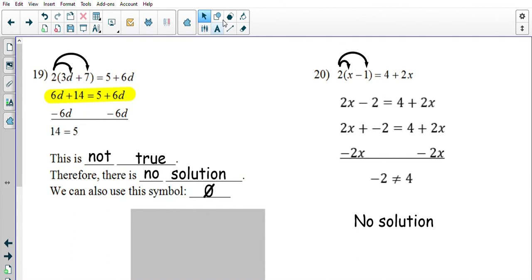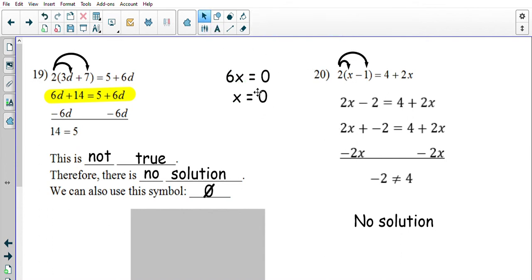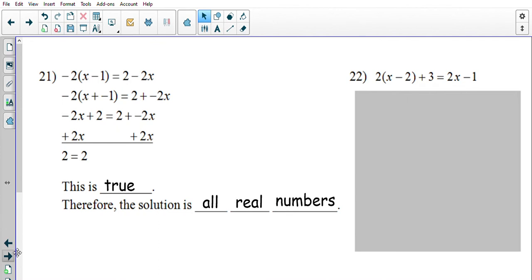If you get a statement that is not true and the variable is canceled out, then it's a no solution kind of situation. I do want to mention that I sometimes see students get something like 6x equals 0, and they're like, there's no solution to that. Well, there is a solution to that. There is a number that when you multiply 6 by it, you get 0. It's x equals 0. You would divide both sides by 6, and 0 divided by 6 is 0. But again, I sometimes have students think, well, if I have 6x equals 0 or something equals 0, it has to be a no solution. That's not always true.